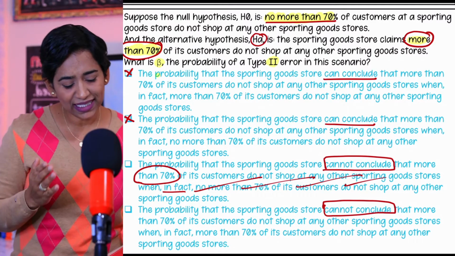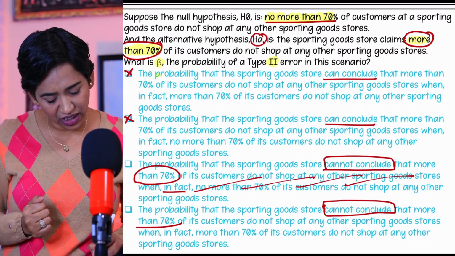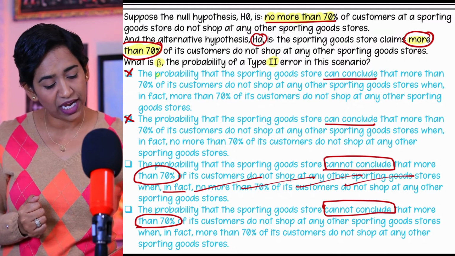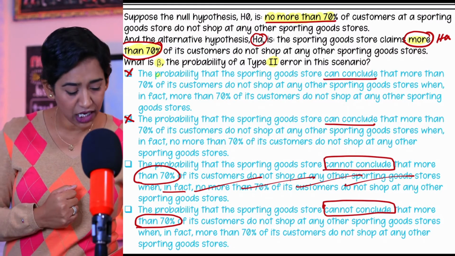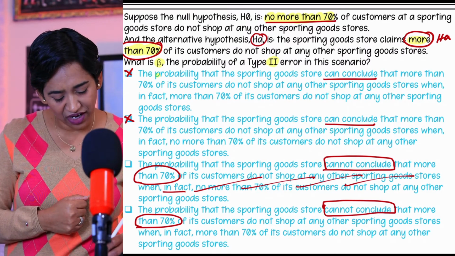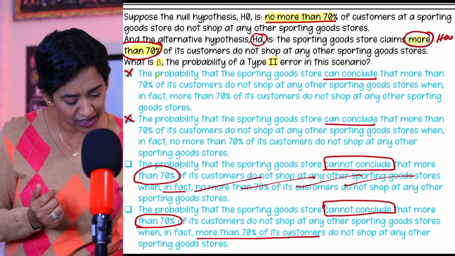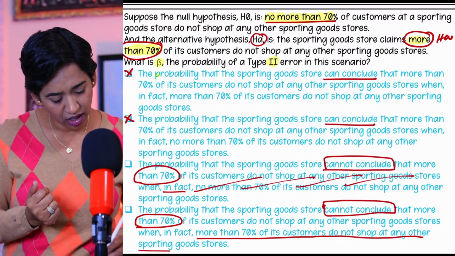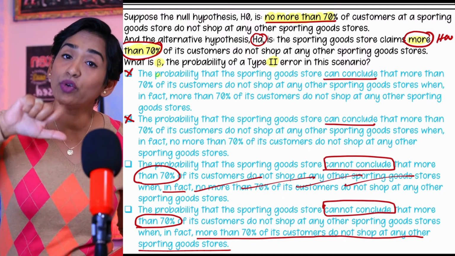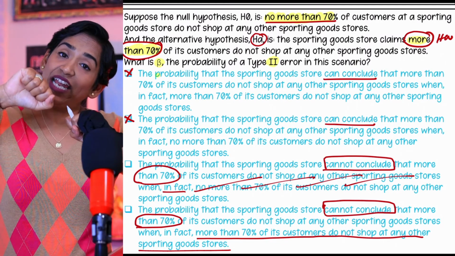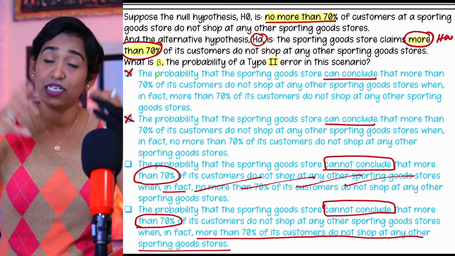The probability that the sporting goods store cannot conclude that more than 70%, more than 70% is my HA, of its customers do not shop at any other sporting goods stores, where in fact more than 70% of them shop at any other sporting goods store. So you cannot conclude HA where in fact HA. So your HA has to repeat. You should have more than 70% twice.